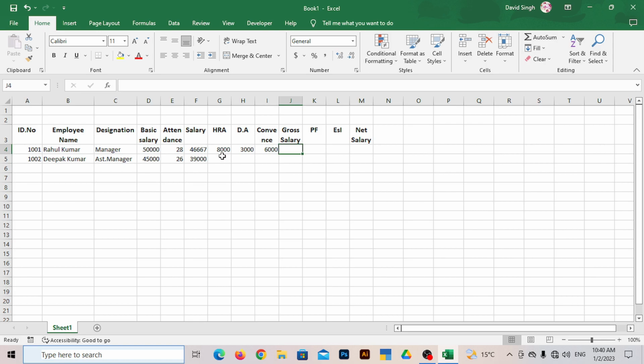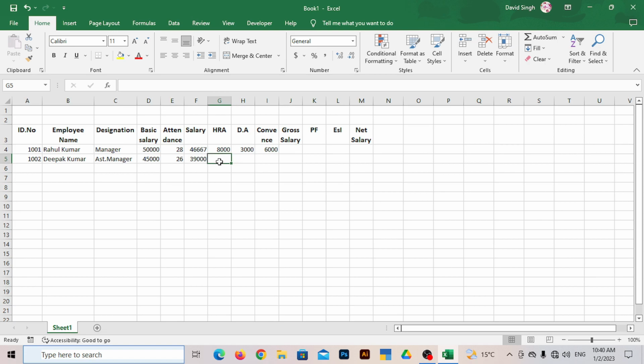Here, one more thing I want to clarify with you one more time. What is HRA? HRA is house rent allowance and DA is living adjustment. It is the cost of living, and conveyance is related to the travel allowances.